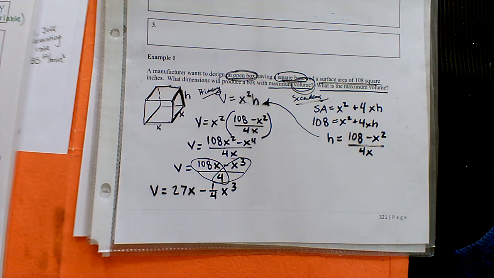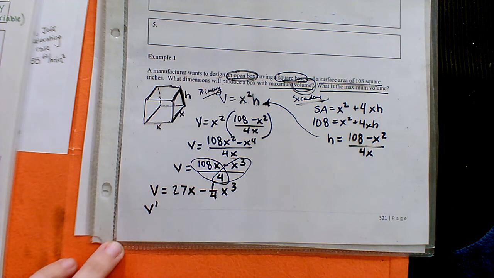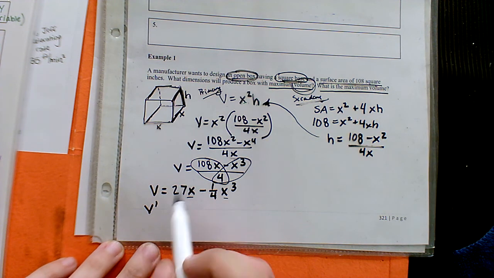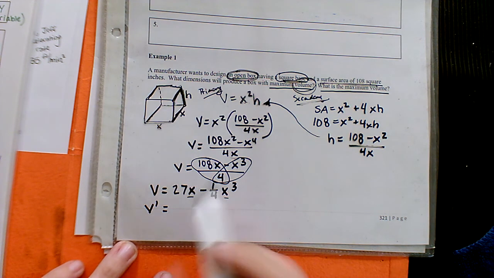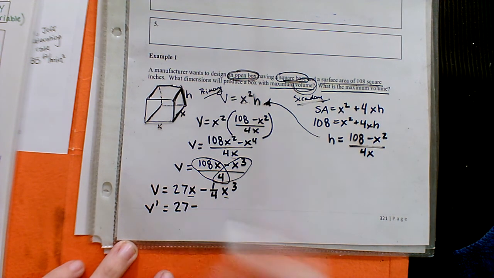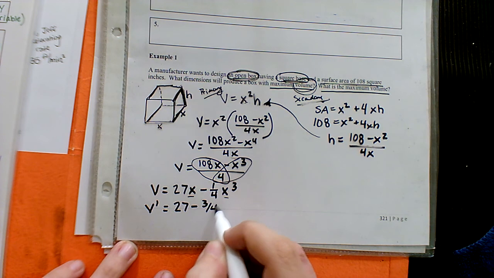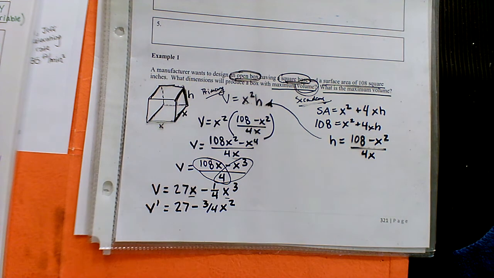So now let's take the derivative. How do you want to write the derivative of volume? We can do v prime. You can write dv over dx, because that's our independent variable. Doesn't matter. Maybe I'll just do v prime. All right, so derivative of the right-hand side, we'll have 27 minus 3/4 x squared.